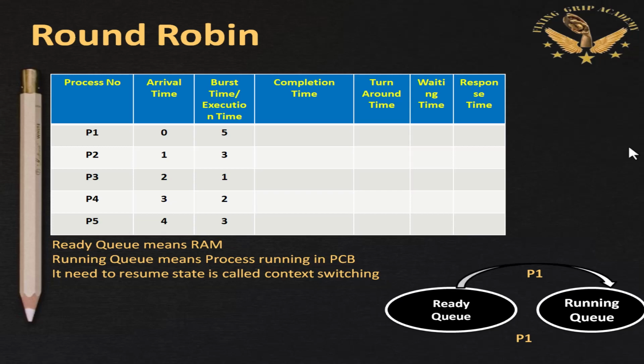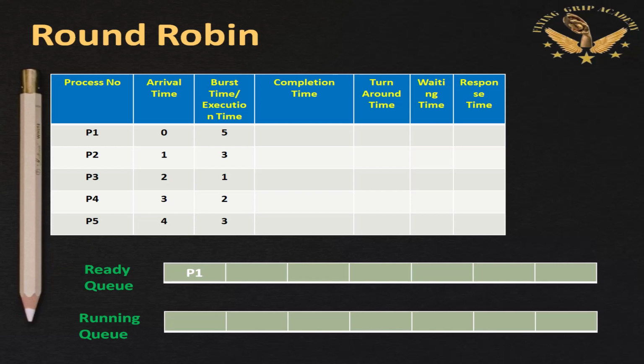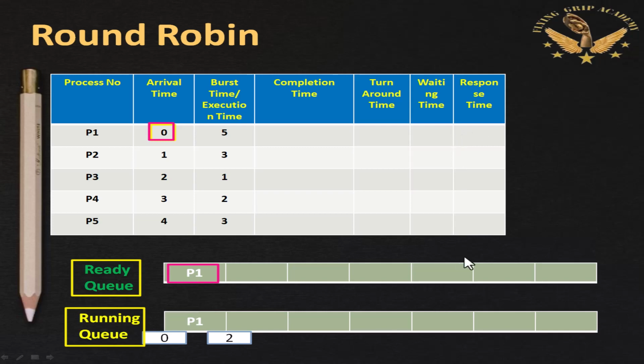So P1 has arrived and now we have taken two queues. The first queue is the ready queue and another one is the running queue. So now here P1 has arrived at time 0. So at time 0 P1 has arrived. So here we are going to consider P1 is in the ready queue. So now we are going to bring P1 into the running queue because no other process is ready at that point of time. So now here time quantum is 2. Because of that, we are going to allow the process to run from 0 to 2. So now 5 minus 2 will be 3.